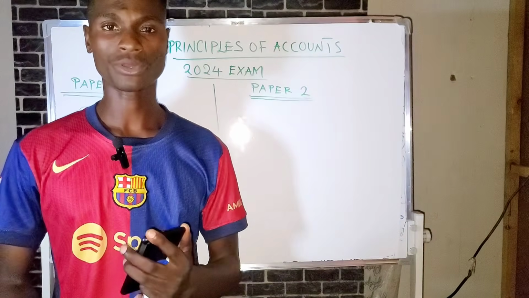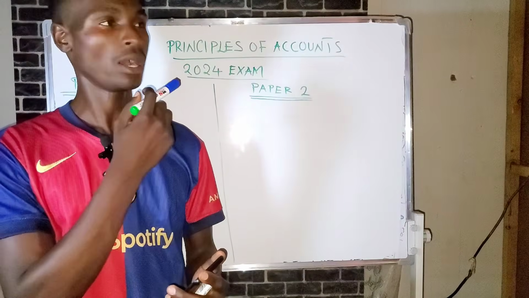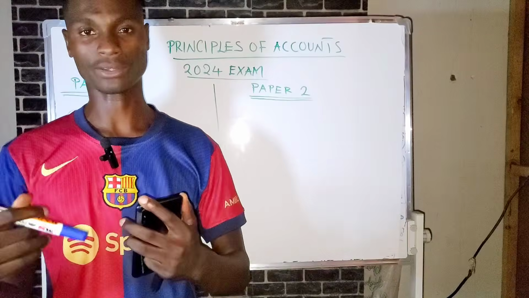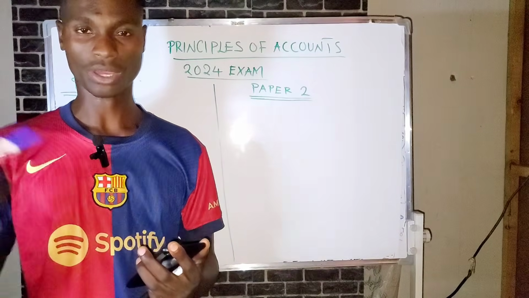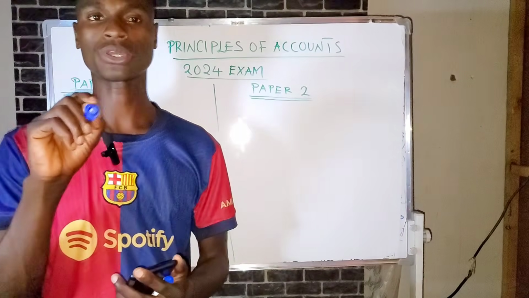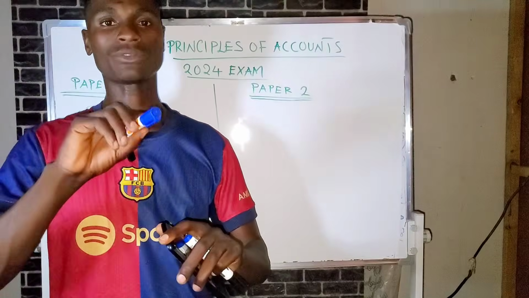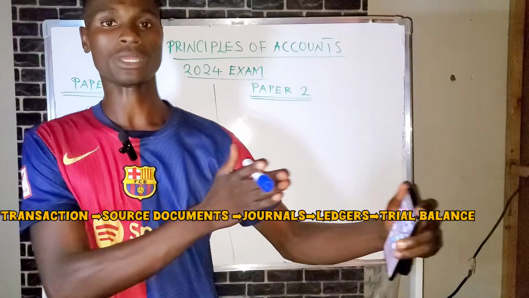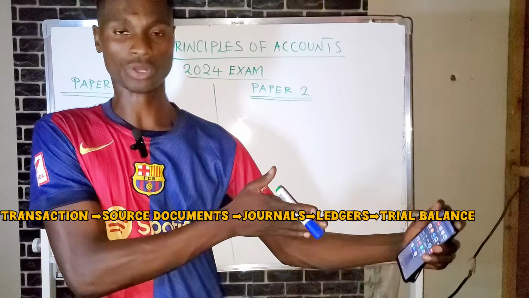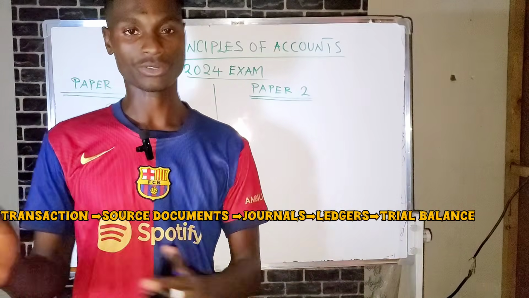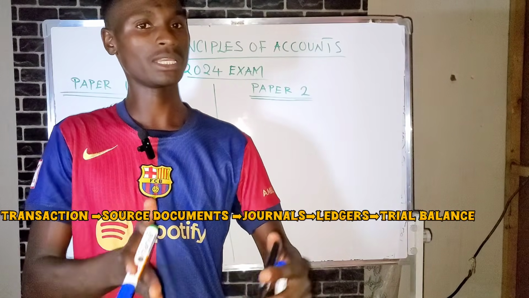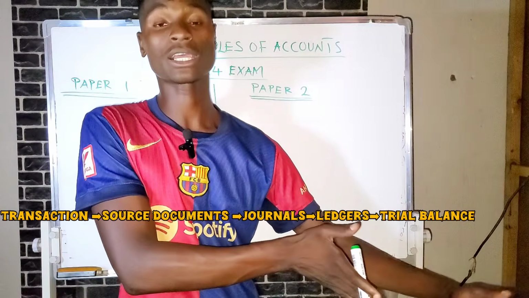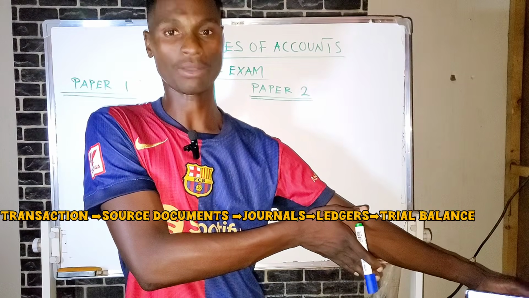So in this video, I'm going to do the prediction for principles of accounts. This is the Examination Council of Zambia. I'm also going to show you the accounting cycle from a transaction when it is taking place up to the trial where we extract the trial balance. From a transaction, source documents, books of original entry, ledgers, then trial balance. I'm going to explain all that.